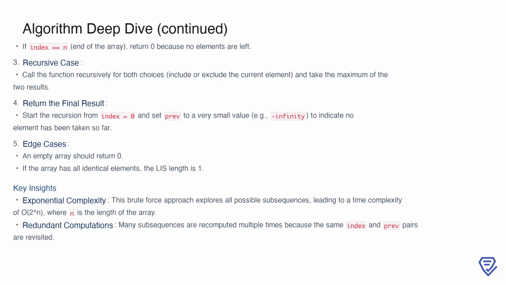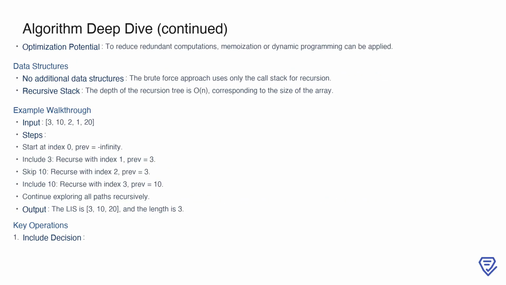While this brute force approach is conceptually simple, it's computationally expensive. The time complexity is 2 to the power of n, because every subsequence is explored, and the same index and previous combinations are often recomputed multiple times. To address the inefficiency caused by redundant computations, we can use memoization or dynamic programming to optimize the solution. In terms of data structures, the brute force method doesn't require additional storage apart from the recursive call stack. The recursion depth is proportional to the length of the array, so the space complexity is n.